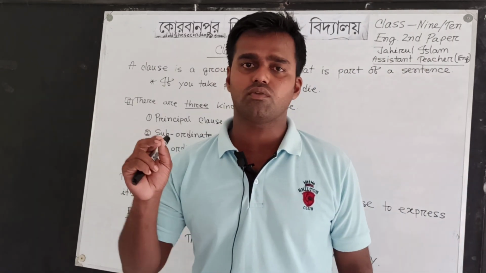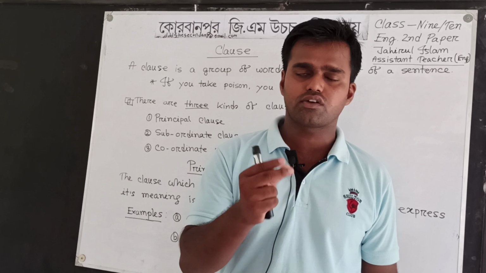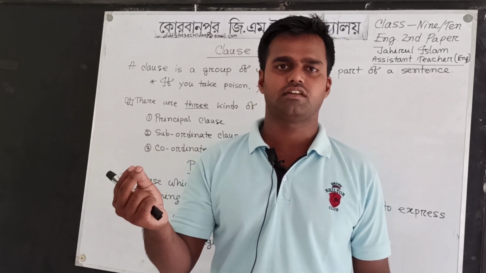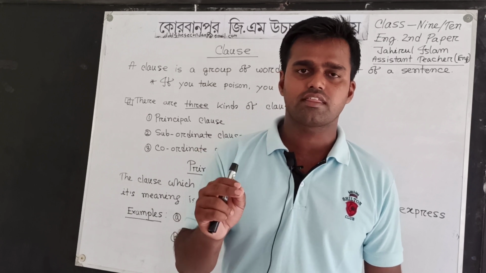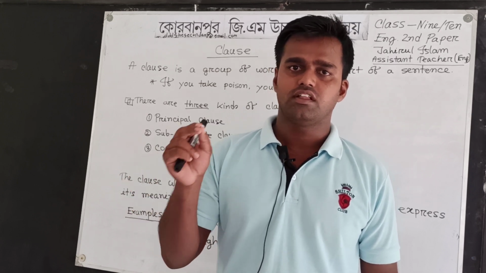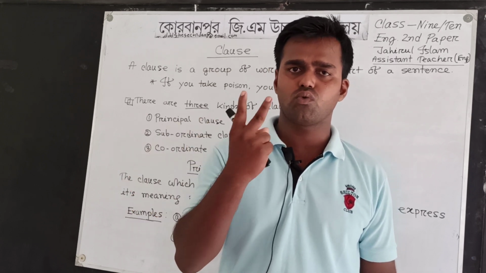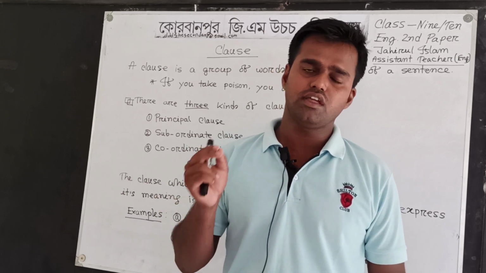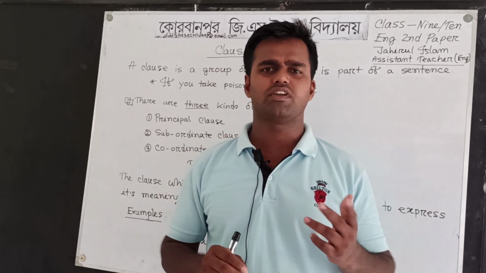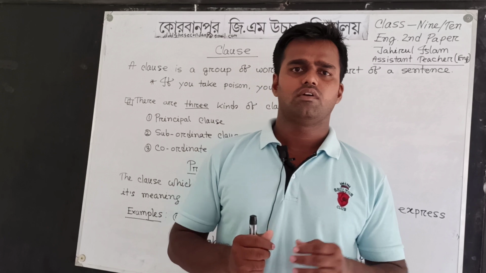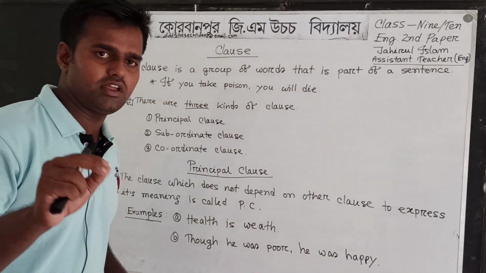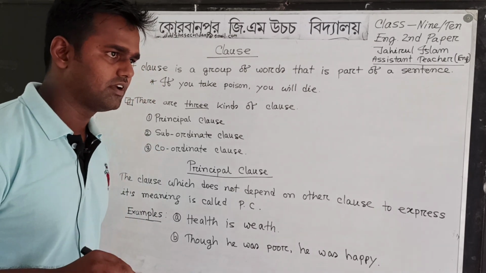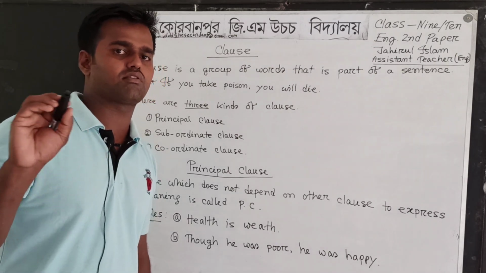Conjunction is such kind of words that connect two words or two sentences. I am telling again for the betterment of you: conjunction is such kind of words that connect two words or two sentences. For example, because, though, as if, so that, and so on. There are many conjunctions. However, I hope you have understood what is conjunction.